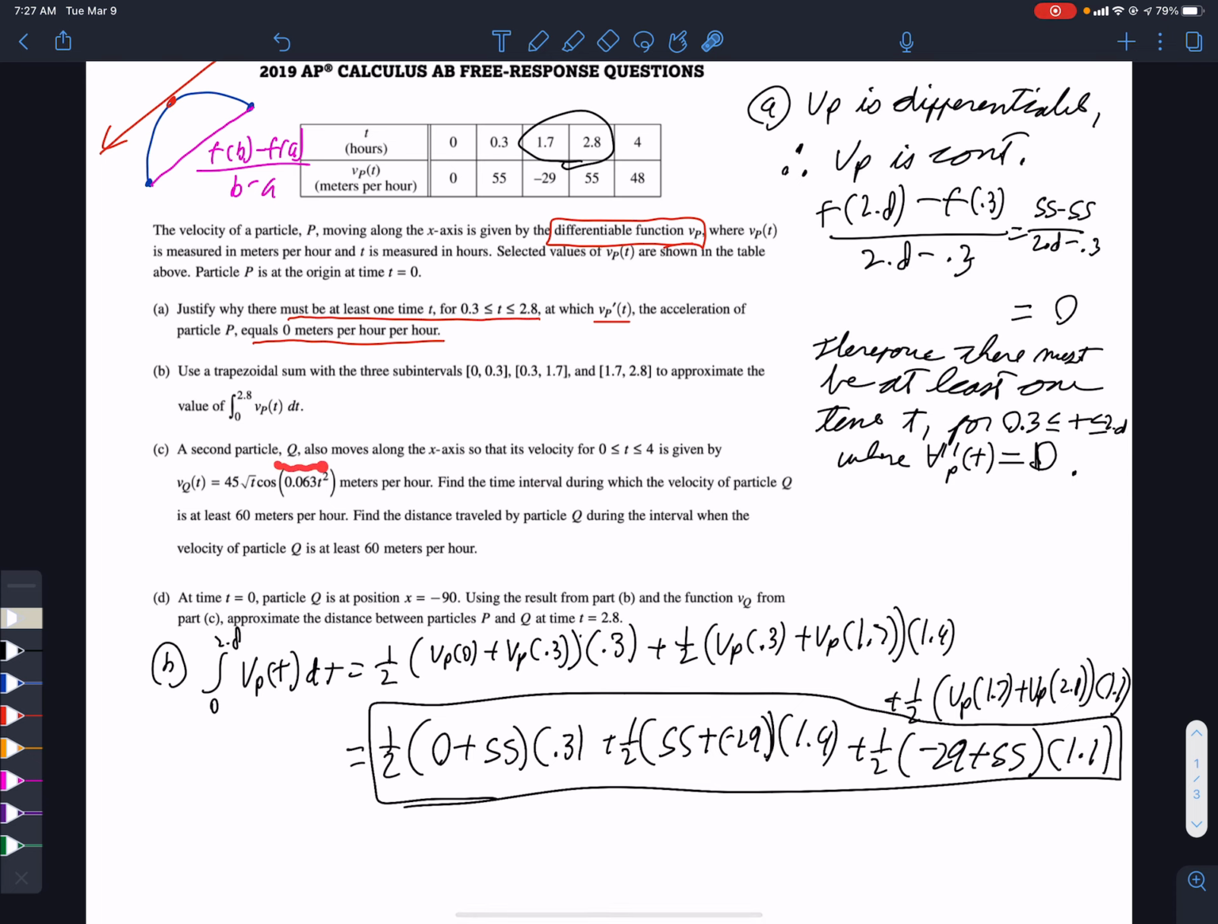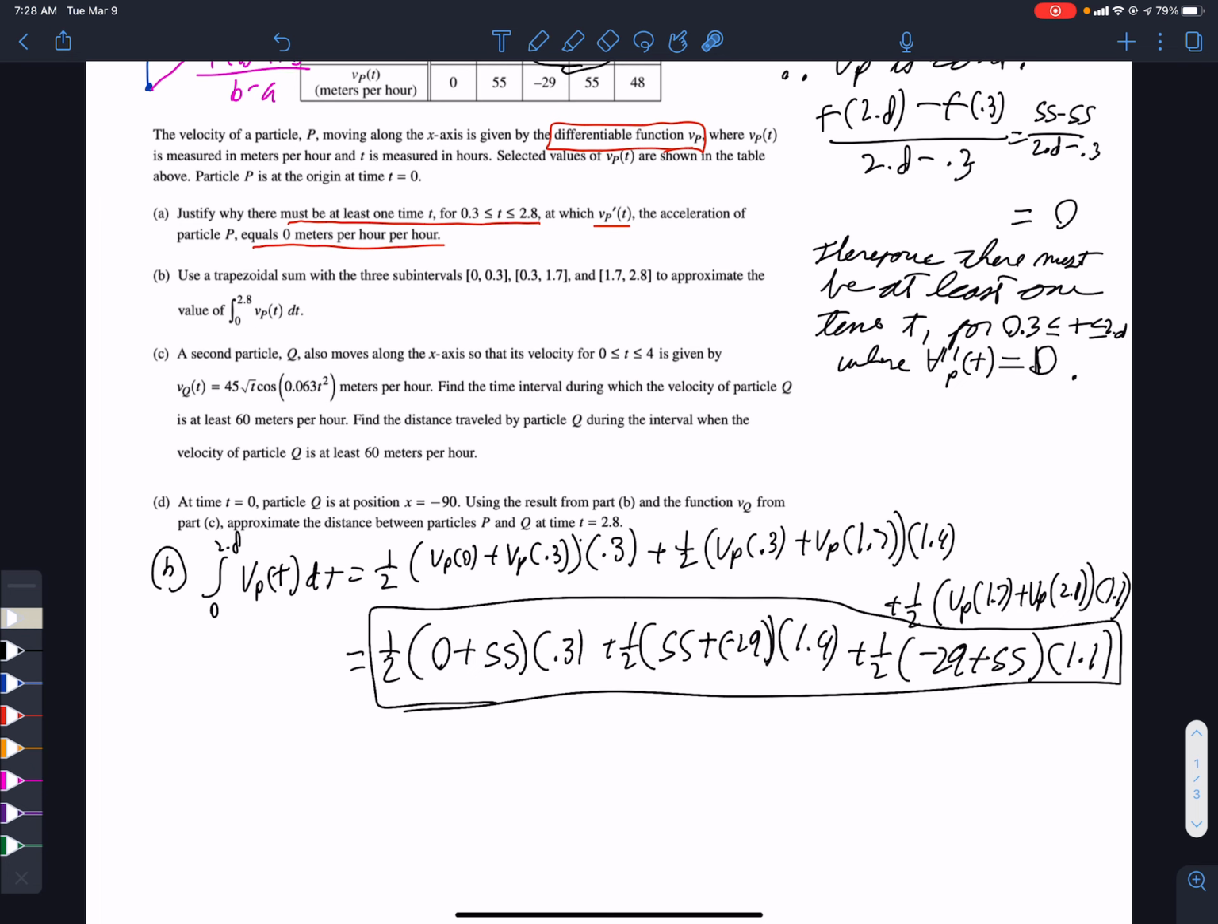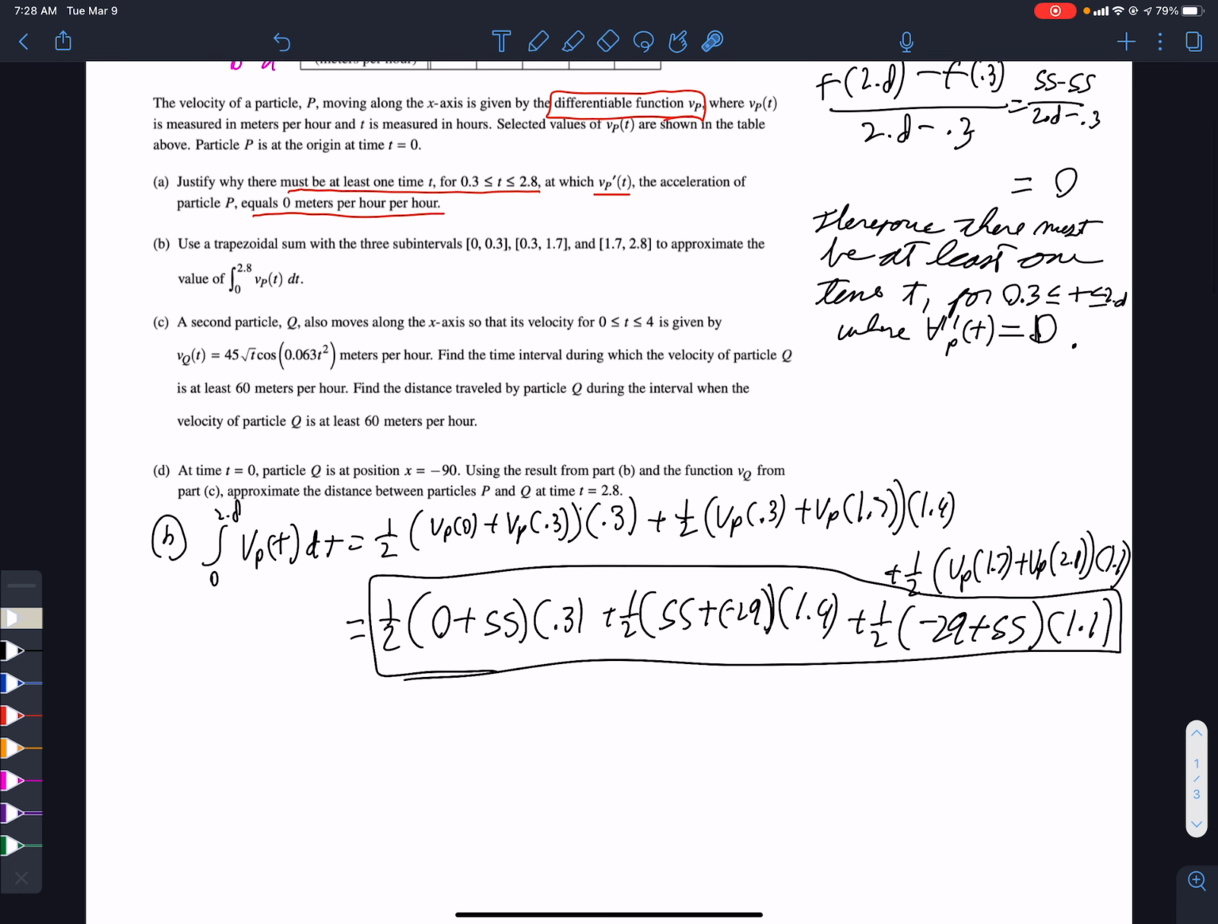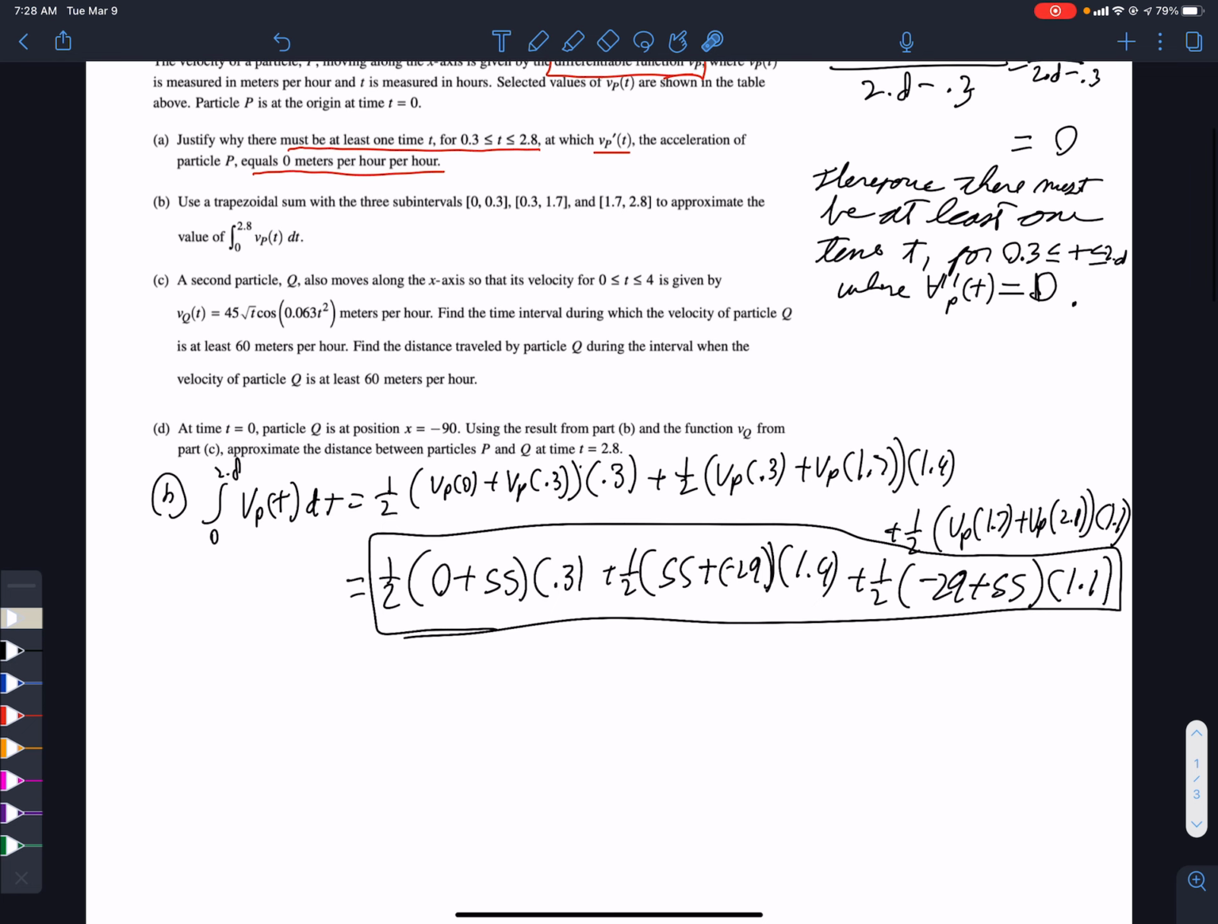A second particle Q also moves along the x-axis. And this time we have a function for Q. So it's an actual function. And this is a calculator question, by the way, just to let you know. Find the time interval during which the velocity of particle Q is at least 60 meters per hour. Find the distance traveled by particle Q during the interval when the velocity of the particle Q is at least 60 meters per hour. I said miles, meters per hour.